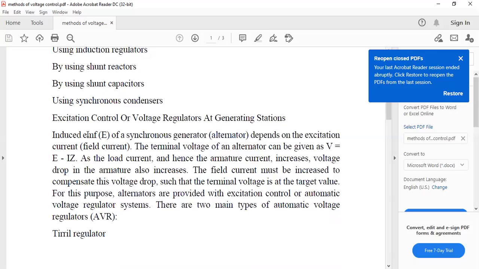We know very well the EMF generated by the alternator depends upon the excitation current. Excitation means giving some supply to the machine to generate field current, to generate a magnetic field. Some machines can generate EMF on their own, but other machines generate it with the help of this excitation current. Excitation means providing some supply to a machine to generate field current. That is nothing but excitation.